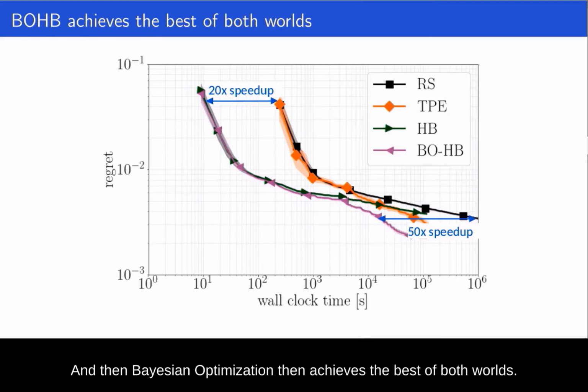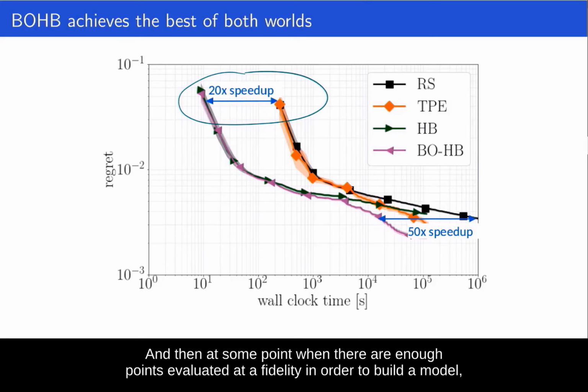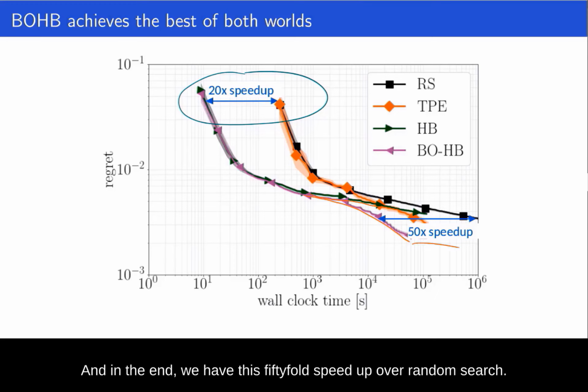And then BOHB achieves the best of both worlds. In the beginning, it is exactly Hyperband, and then at some point, when there are enough points evaluated at a fidelity in order to build a model, it starts to build a model, and the BOHB curve starts to deviate from the Hyperband curve. And in the end, we have this 50-fold speedup over random search.